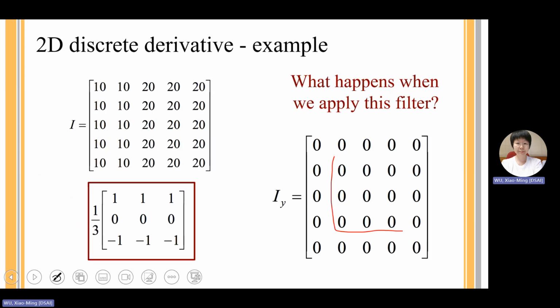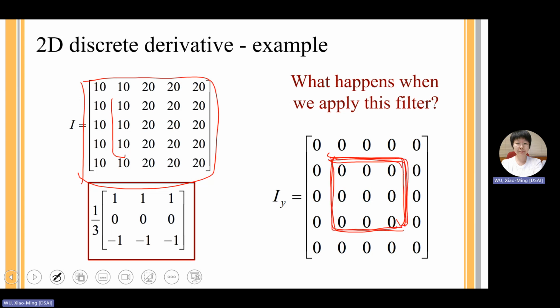I mean, this part is 0. Okay, this part is 0 because the filter has a size. And if we apply the filter across the image, if we don't do any padding, we end up with this, the output is 3 by 3. And the output is just an all 0 matrix because there's no change along the vertical direction. Okay, let's take a 10 minute break.